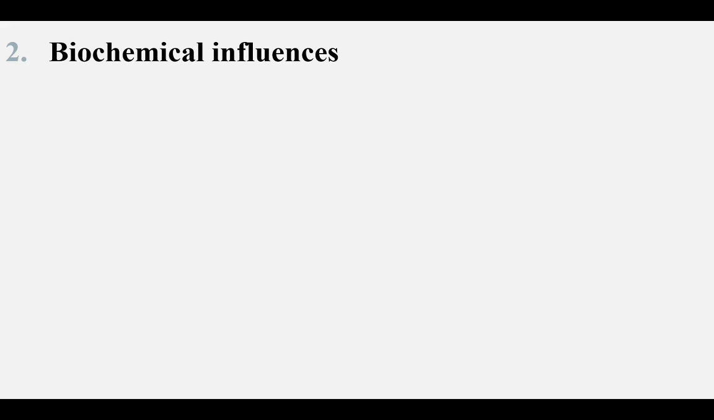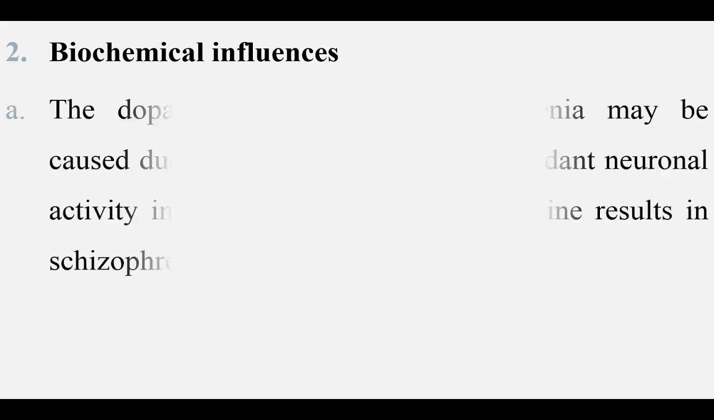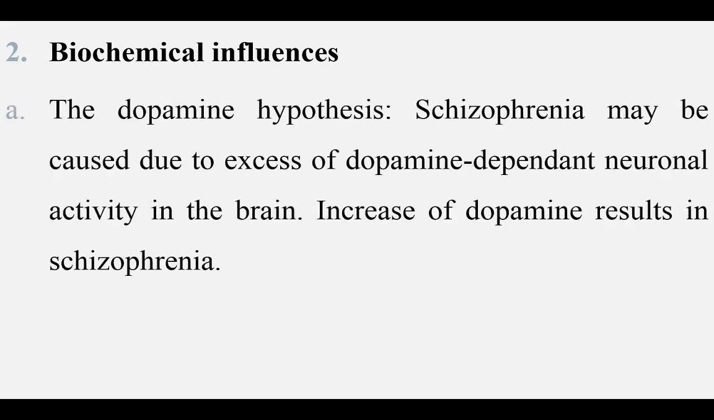So we will discuss in a little more detail the biochemical influences. Now, the main hypothesis which is closely related with schizophrenia is the dopamine hypothesis. If you recall, we have discussed the dopaminergic pathway. We will discuss it again now. Please try to recall the clinical discussion that we had. Try to recall the patients and try to relate.